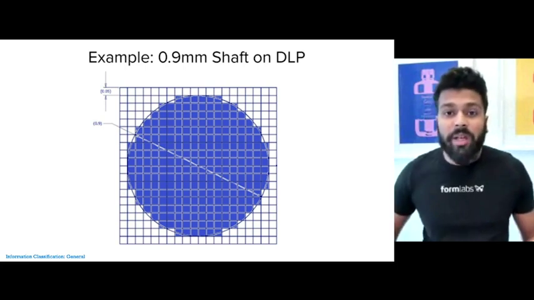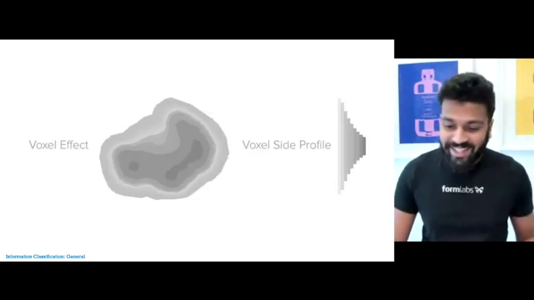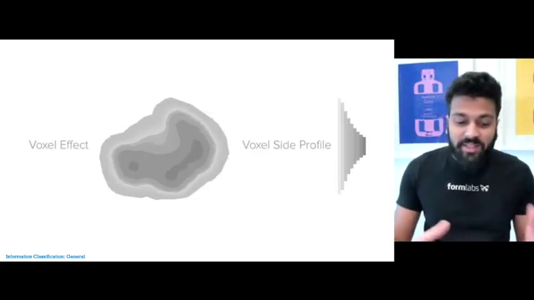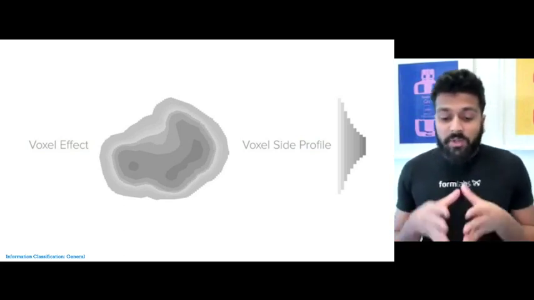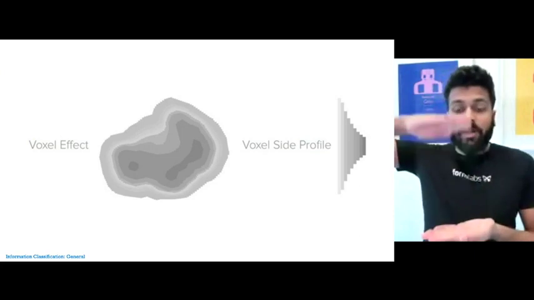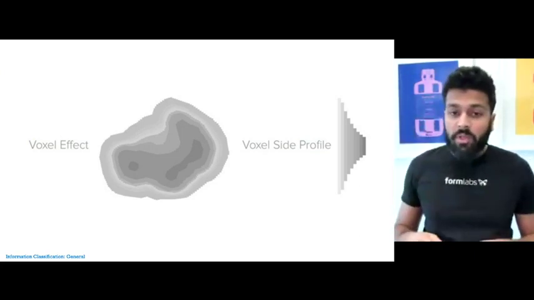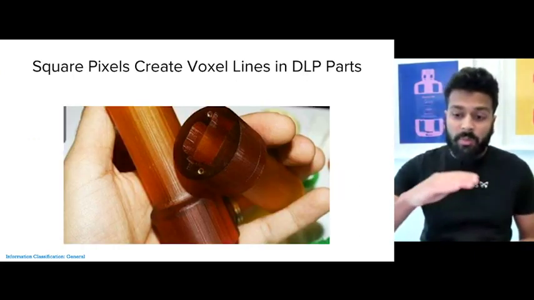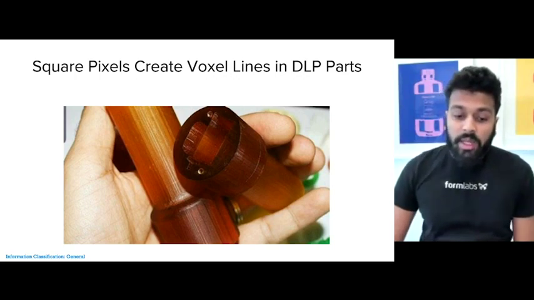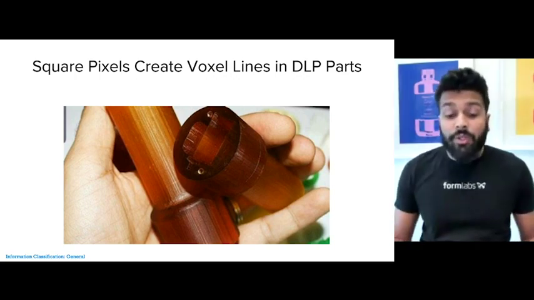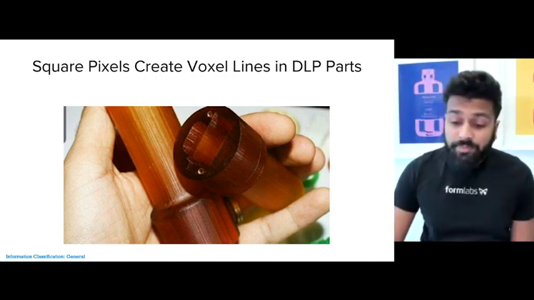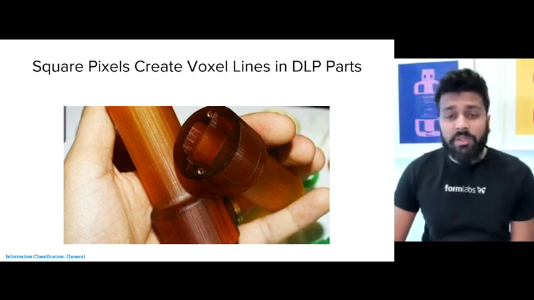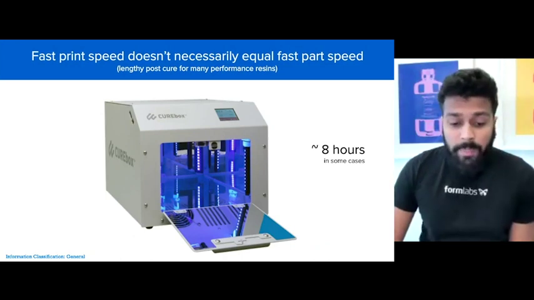It's like a paintbrush from Microsoft Paint back in the day. The effect is essentially a voxel effect, the picture on the left, and a voxel side profile. You can see how it affects layers over time. It's almost like taking a bunch of Lego bricks and stacking them on top of each other, and this is how it results in your parts. So square pixels will create voxel lines in your DLP parts. This is what I would consider a disadvantage of DLP printing.